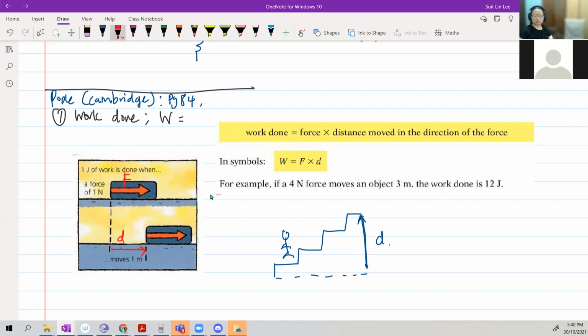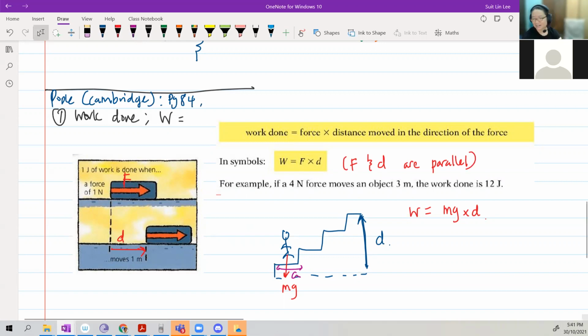Why? Because when she walks up the staircase, who is she fighting against? Fighting gravity, mg. mg is the one that she's fighting against. So work done by Amina here will be mg times h. Now parallel, this actually means F and D are parallel. Then they can just trick you a bit and say, oh, this staircase is 2 meters long, a bit exaggerated. It's not mg over 2, it's not mg times 3, nothing like that. You take the vertical height.